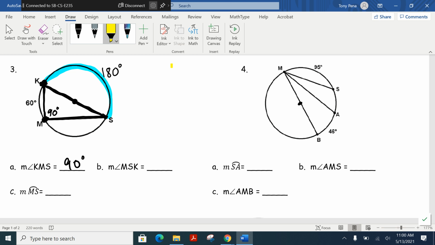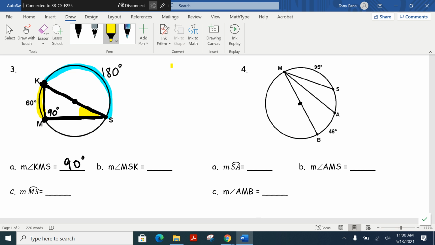Letter B is no work, really. I think you could probably do this in your head without having to write anything down. MSK is right here. We go M to S to K. That's this angle. Notice what those two segments create. It doesn't just create the yellow angle. When they intersect the circle, they also create this yellow arc.